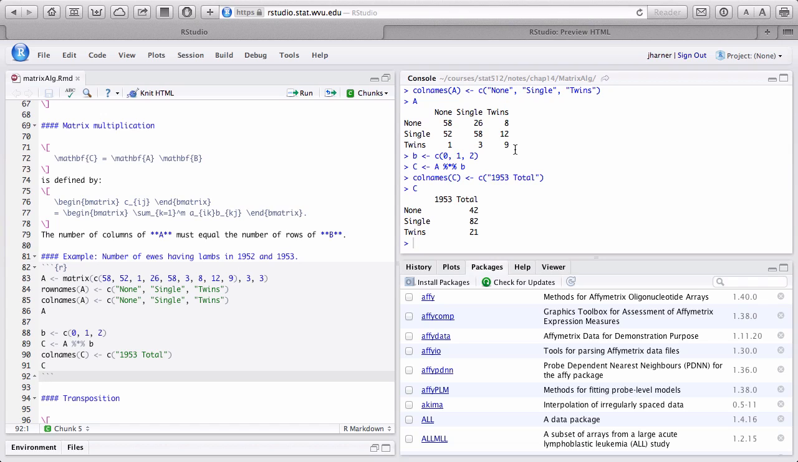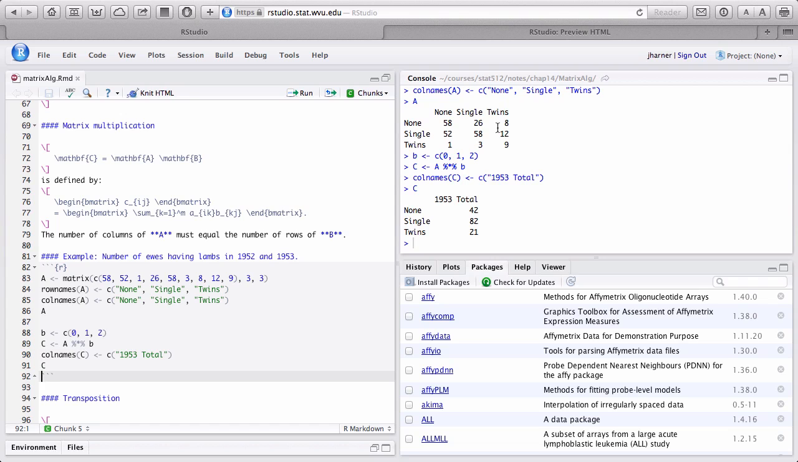So if this is a 3 by 3, and B is a 3 by 1, what is A times B? It'll be a 3 by 1. Take the first dimension of the 3 by 3, that's a 3, and the last dimension of B, which is a 1. And so how did I get a 42? Well, I multiplied 0 times 58 plus 1 times 26 plus 2 times 8 and added them together. That's 42, right? Then the second, the 2, 1 element, takes 52 times 0, 58 times 1, and 12 times 2, and that gives you 82. So I'm actually doing matrix multiplication. And then the last one, if I take 1 times 0 plus 3 times 1 plus 9 times 2, I get 21.